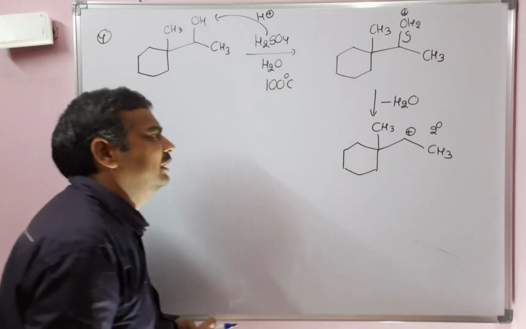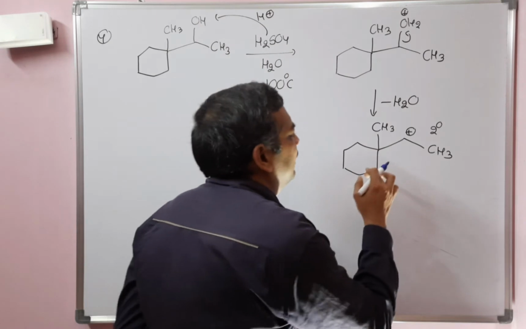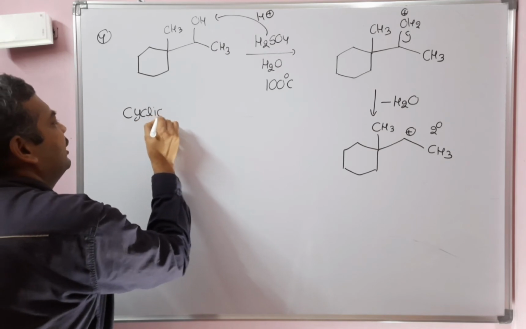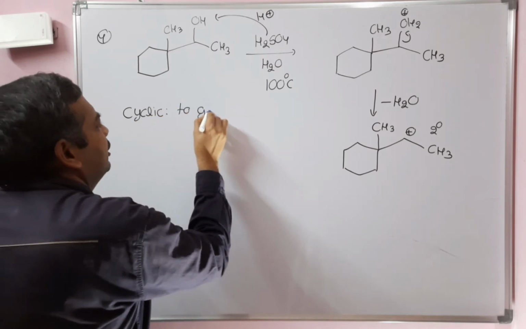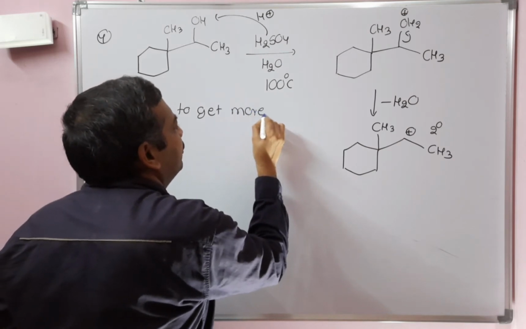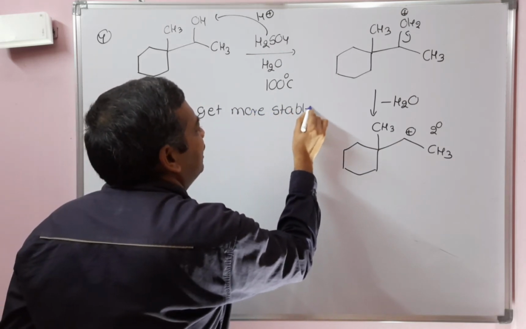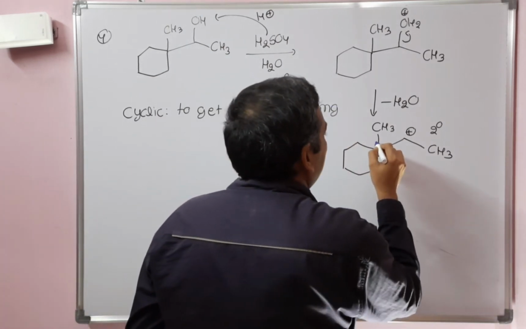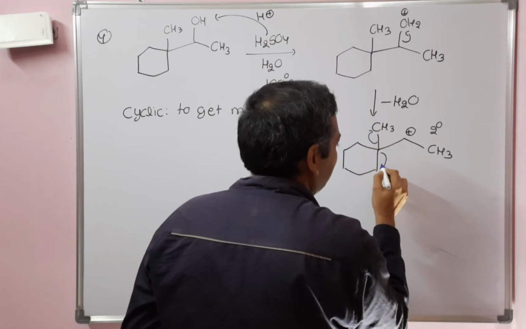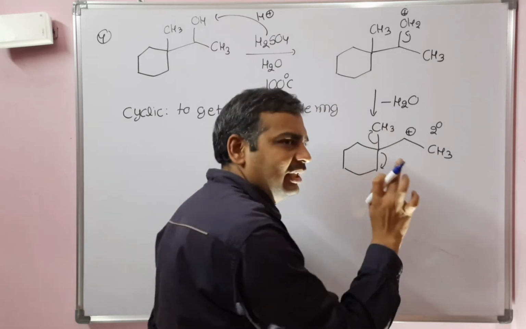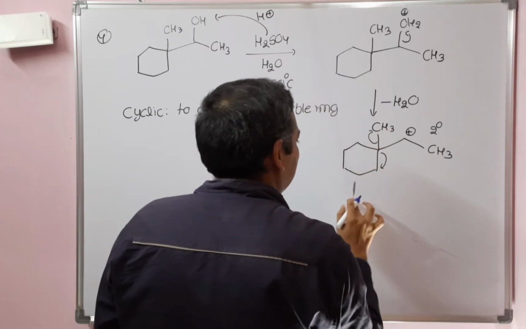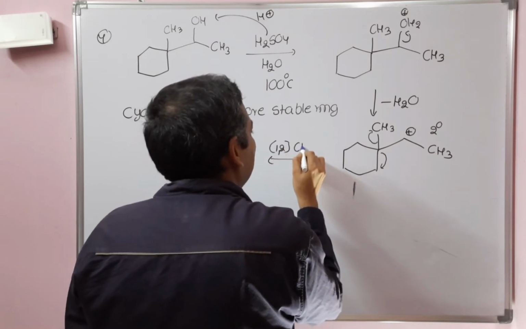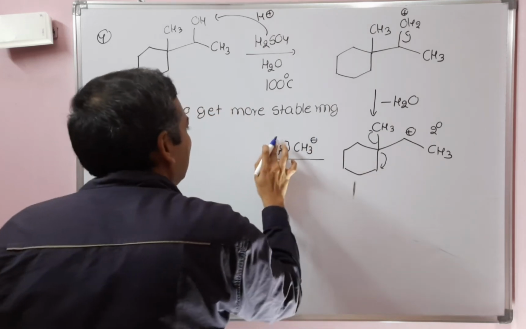Here is one important point, in the last example. Whenever it is a cyclic system, rearrangement will take place in such a way as to get a more stable ring. Here two possibilities are there. Either CH3 minus will shift or this CH2 group will shift. So two possibilities I will write. Suppose the 1,2 CH3 minus shifts, then what will happen?